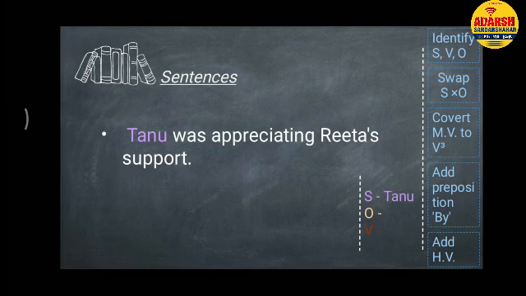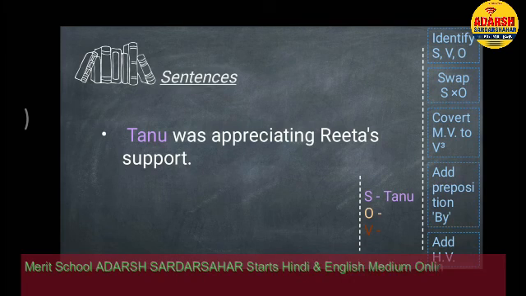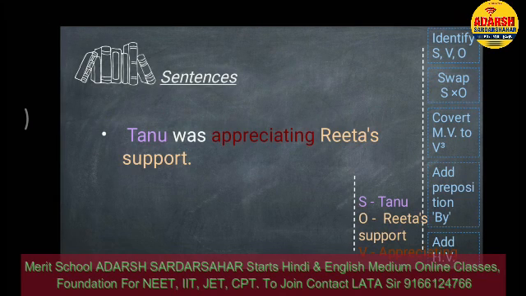Now let's go towards our object. Object is that on which the activity is performed. So here our activity is performed on Rita's support. So Rita's support is the object. While verb is always the action. So here our action is appreciating. So appreciating is the verb. In this sentence you can see that the helping verb is was plus verb's fourth form. So this sentence is of past continuous tense.